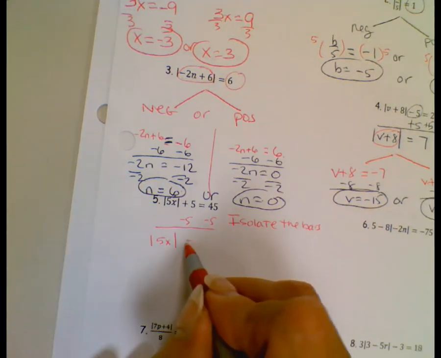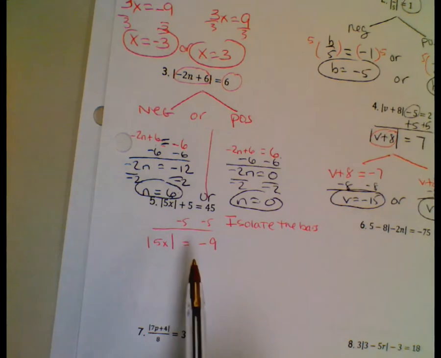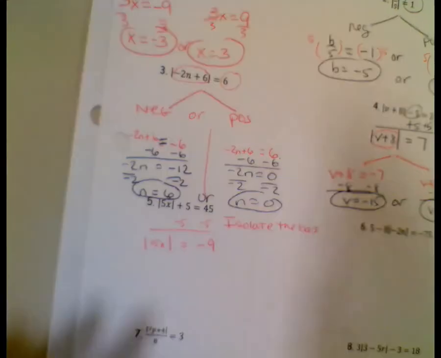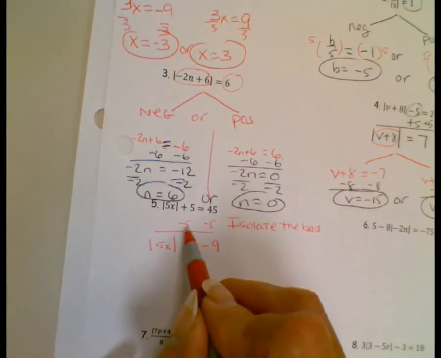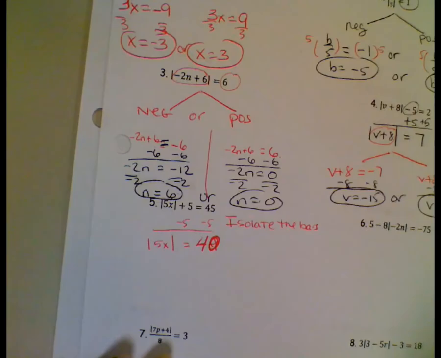Absolute value of 5x equals negative 9. Uh-oh. What happens? Oh, wait, I'm not right. Sorry, guys. We're subtracting 5, not dividing. Sorry. Subtracting 5, that's 40. There's no uh-oh here. This is 40. My fault. That's equal to 40.